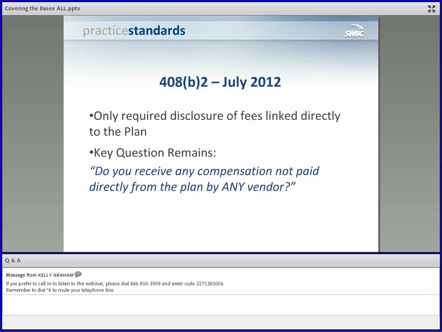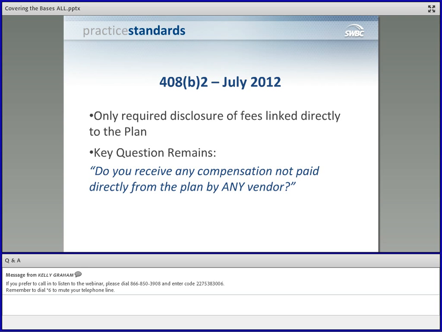So by this point, I'm sure that all plan sponsors have been thoroughly saturated with the term 408b2. On the retirement side, this is one of the most significant pieces of legislation that's come along in a while. And I'm not going to cover it in great detail here, as the implementation of 408b2 is now a little over 2 years old. All plan sponsors should have already received and distributed notices describing the fees linked directly to their plan. Now, with that said, there's one question that should have been asked, but is often overlooked.